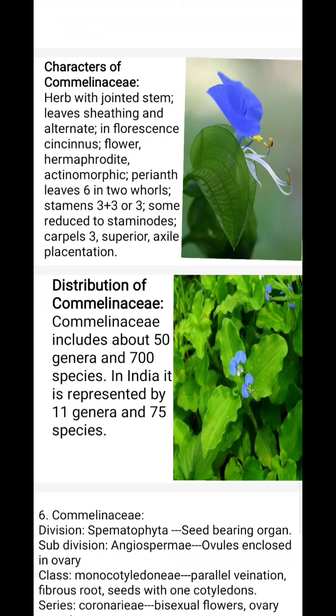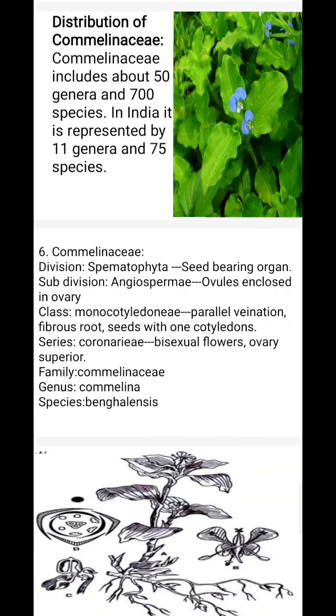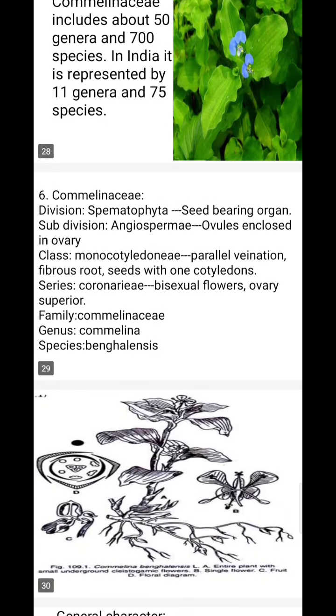And the distribution of these families: in this family there are 15 genera and it contains about 700 species. In India, it is represented by 11 genera and 75 species. So let's move towards the systematic position or classification of this family Commelinaceae.